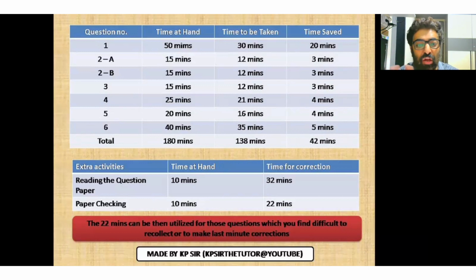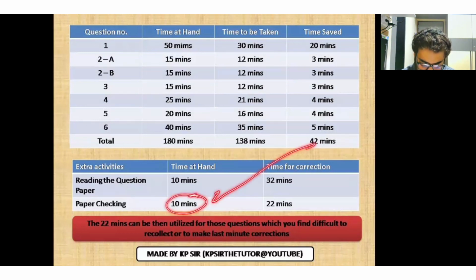In Hindi, you should not do fakeology. Tantrums means fakeology. Okay, so you should not throw tantrums in your answer paper. Support your answers with good examples, with legitimate diagrams. And after you finish your paper, you can give 10 minutes out of this 42 minutes for checking your paper. Then too, you have 22 minutes on hand.